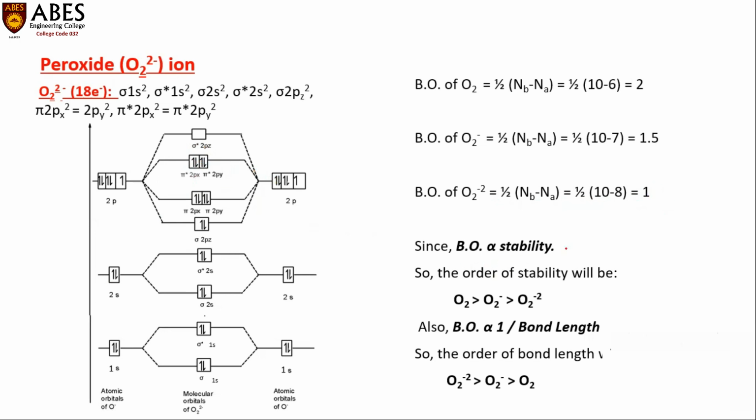Since the bond order is directly proportional to the stability of the molecule, the order of stability of the oxygen species will be: oxygen is greater than superoxide, and superoxide is greater than peroxide. And the inverse relation holds between bond order and bond length. So bond length will be greater in the peroxide form than in the superoxide form and then the oxygen molecule.